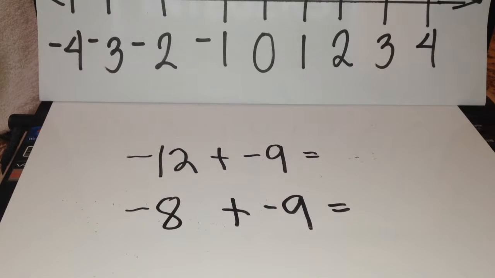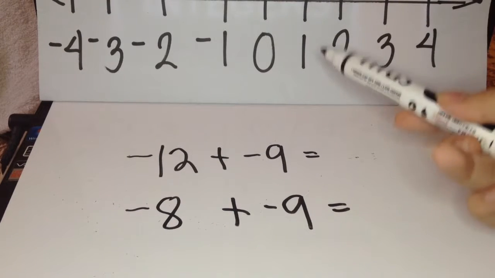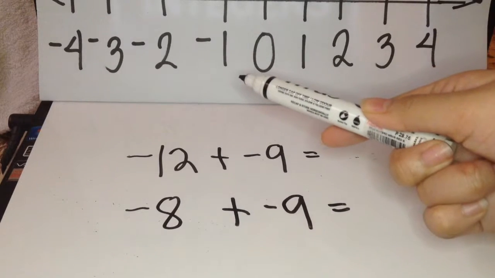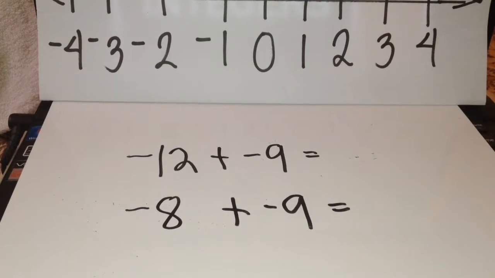Let's move on to adding two negative numbers. What are negatives? Negatives are the numbers below 0. So the numbers after 0 are positives and the numbers before 0 are negatives. So what happens when I add two negative numbers?